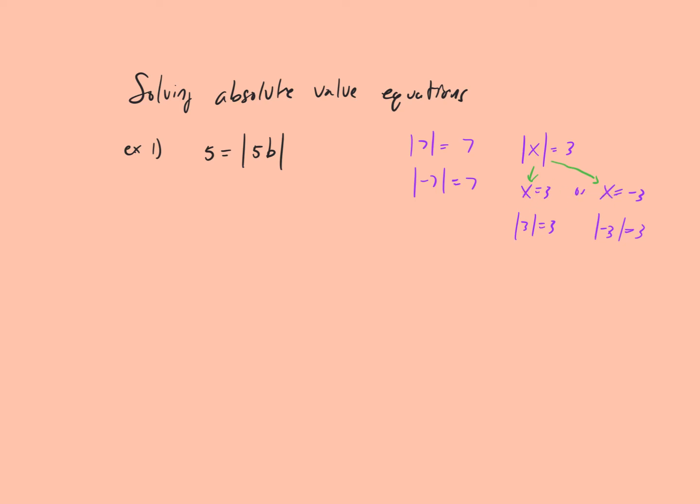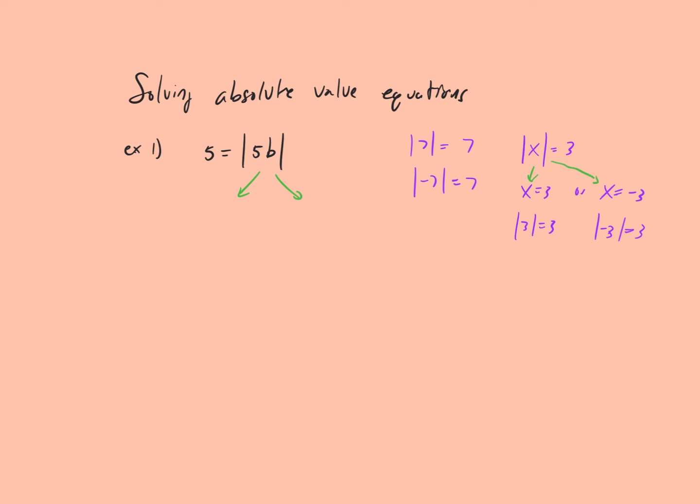So I have 5 equals the absolute value of 5b. If I want to get b by itself, I have to get rid of those bars first. And so I'm going to split this problem into 2 problems.